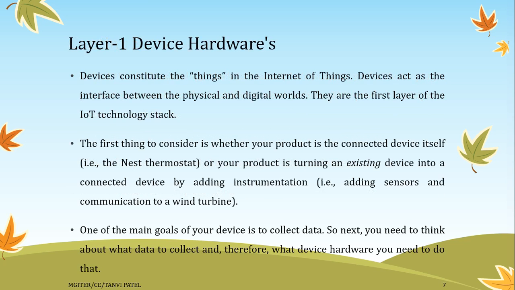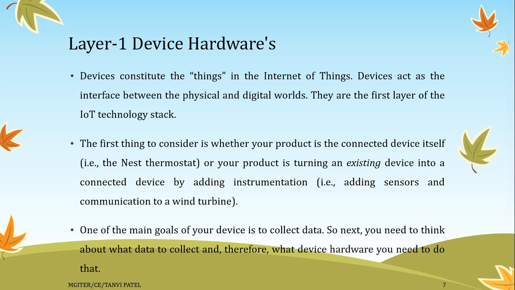So, the first one is device hardware. Devices constitute the thing in the Internet of Things. Devices act as the interface between the physical and the digital world. They are the first layer of the IoT technology stack. So here the first thing to consider is whether your product is a connected device itself or your product is turning an existing device into a connected device by adding instruments.